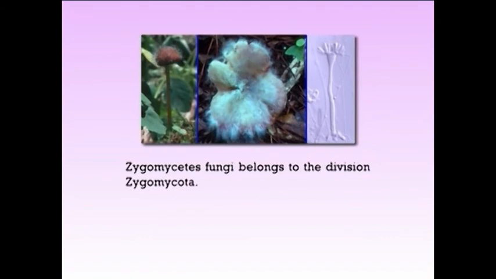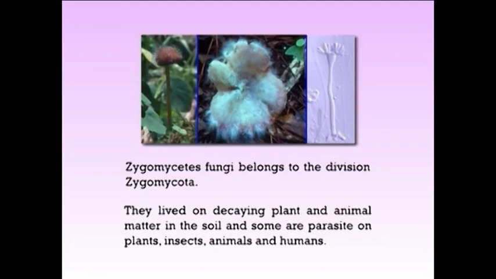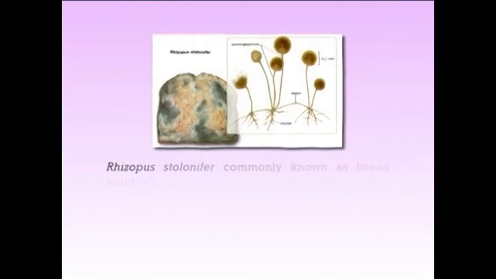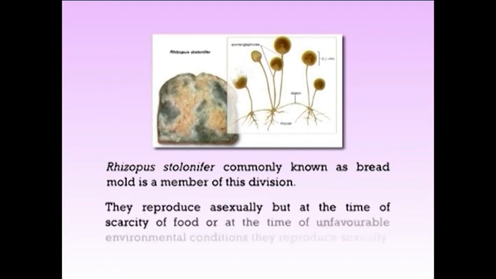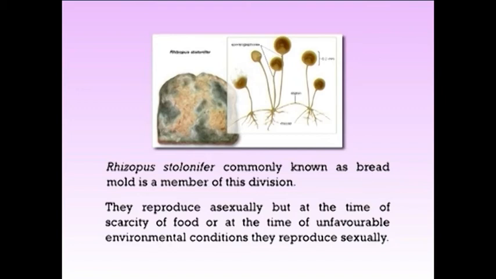Zygomycetes fungi belong to the division Zygomycota. They live on decaying plant and animal matter in the soil, and some are parasites of plants, insects, animals and human. One example is Rhizopus stolonifer, which is commonly known as bread mold, a member of this division. They reproduce asexually, but at the time of scarcity of food or unfavorable environmental conditions, they reproduce sexually.